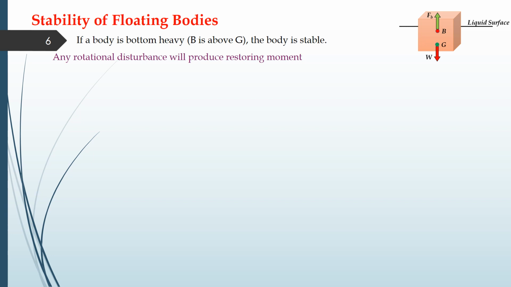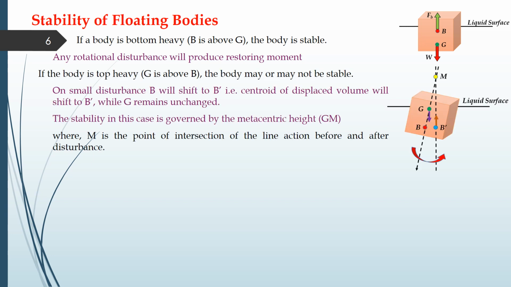But in the second case, if the body is top heavy, that is, G is above B, you can see over here we have put two points. G is above B, and the body may or may not be stable. In the previous case, if G was above B, the body was not stable; it would topple, that is, in the case of submerged bodies. But here, the body may or may not be stable, which means we have to look into the conditions where the body will be stable and where it will not be stable.